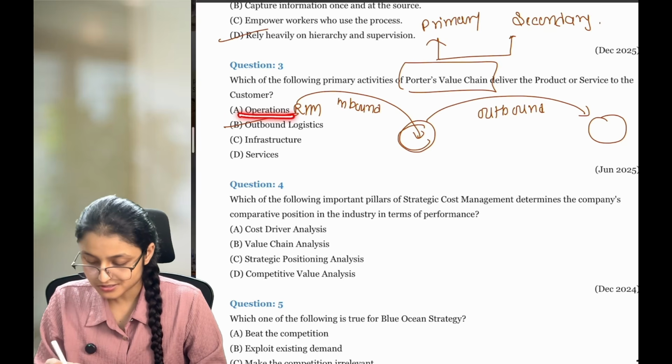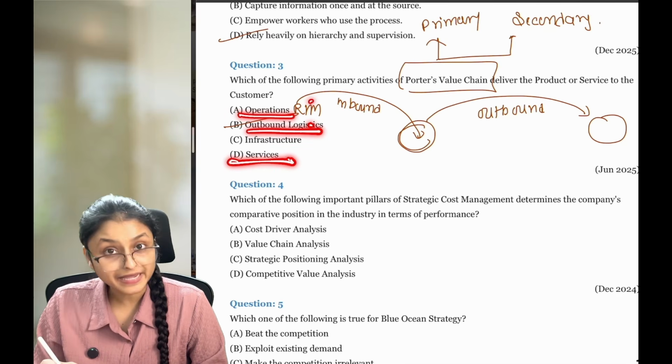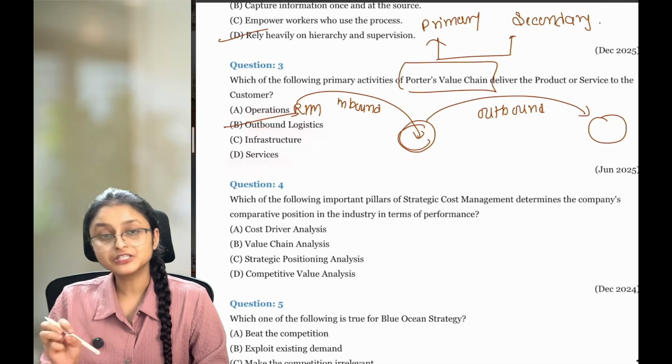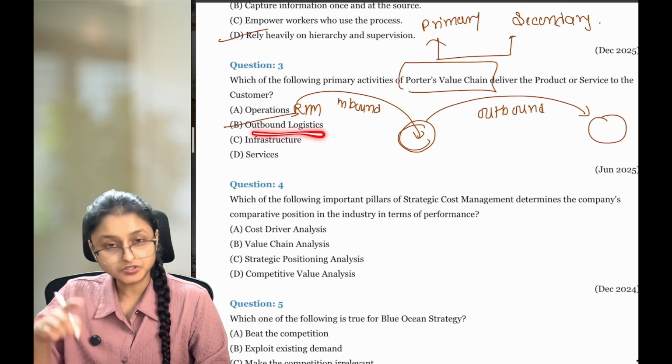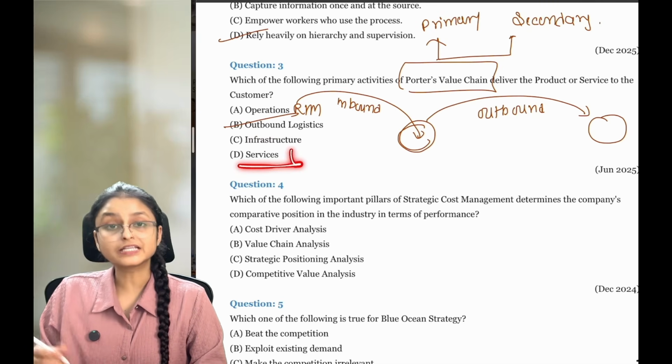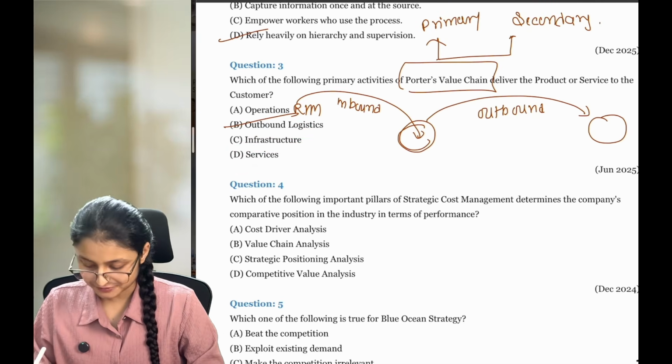Operations, outbound logistics and services, all of these are primary activities with the help of which we provide the product to the customer. Operation is producing the product, outbound is distributing the product, services is after-sale service. Then infrastructure is our secondary activity.